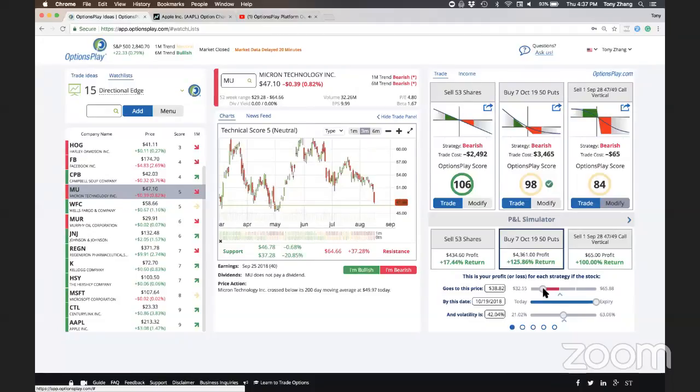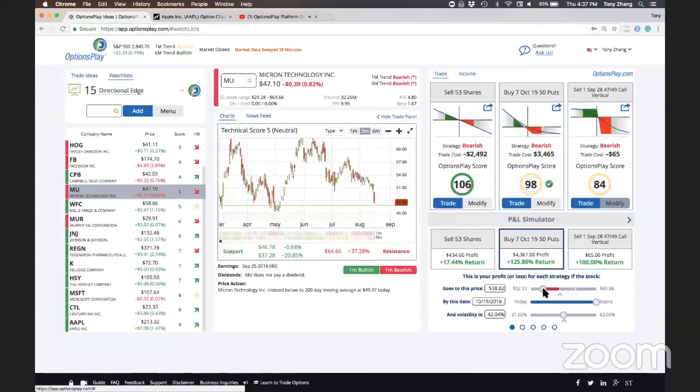And that's really the key of why we wanted to create OptionsPlay, because sometimes you buy a call and the stock goes up by 3% and you don't really know how much money you're expecting to make off of that 3% move. We want you to know those numbers before you get into a trade, so nothing comes as a surprise.